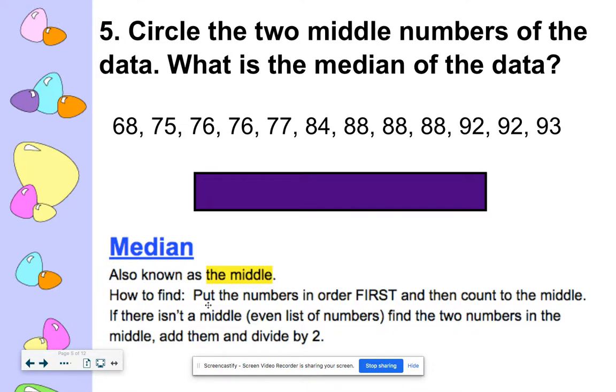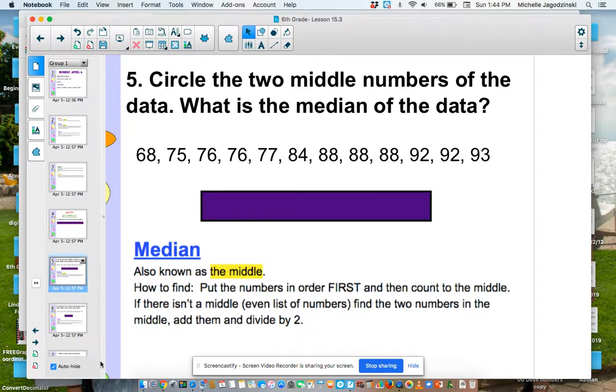How we find it is we put all of our numbers in order first, and then we count to the middle. Well, if we count how many numbers we have here, 1, 2, 3, 4, 5, 6, 7, 8, 9, 10, 11, 12, you will see that we have an even number of numbers. So we don't have a middle number. That's why we have to find the 2 numbers that are in the middle, add them together, and divide by 2. Now, I'm going to shrink my screen a little bit here so that I can get my writing tools out.